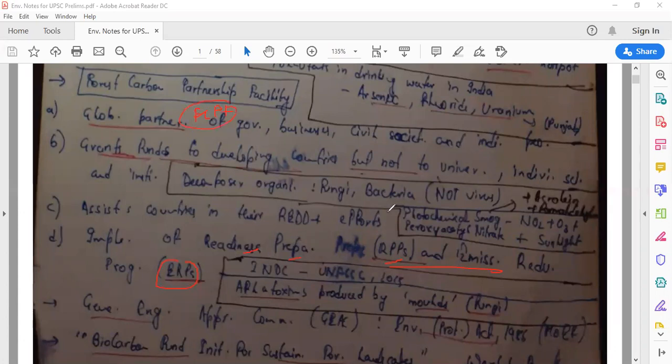Now, we have talked about decomposer organisms. Let's talk about photochemical smog. It is photochemical, so that means it happens in the presence of sunlight. Apart from light, it consists of NO2, O3, peroxyacetyl nitrate, which is called PAN, acrolein, and formaldehyde. So photochemical smog, with NO2, O3, PAN, acrolein, and formaldehyde, happens in the presence of sunlight.